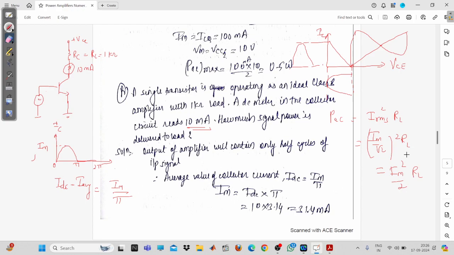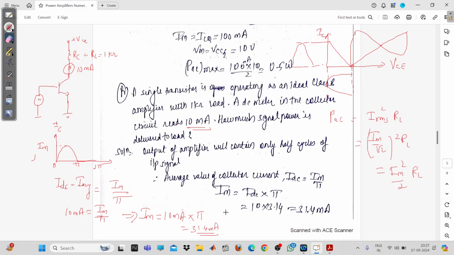So that one will be Im square by 2 into RL. So I think RL is known to you. You just have to calculate the value of Im. So you can see this is 10 milliampere. So 10 milliampere will be equal to Im upon pi. If you just solve this, Im will be equal to 10 milliampere into pi. So that one will be 31.4 milliampere is the value.